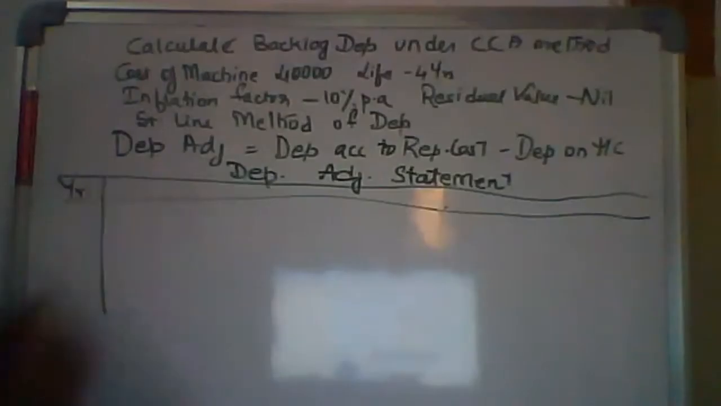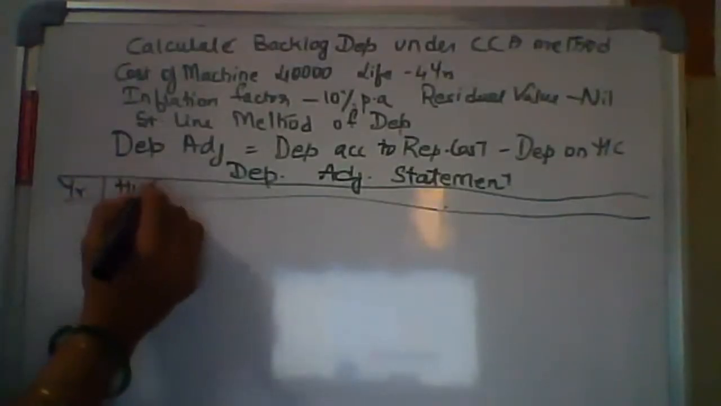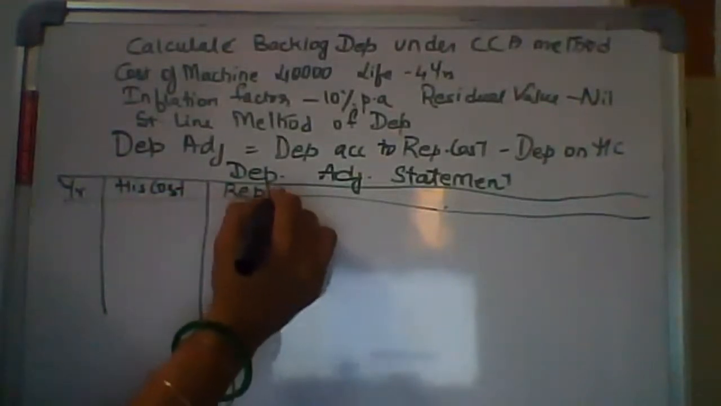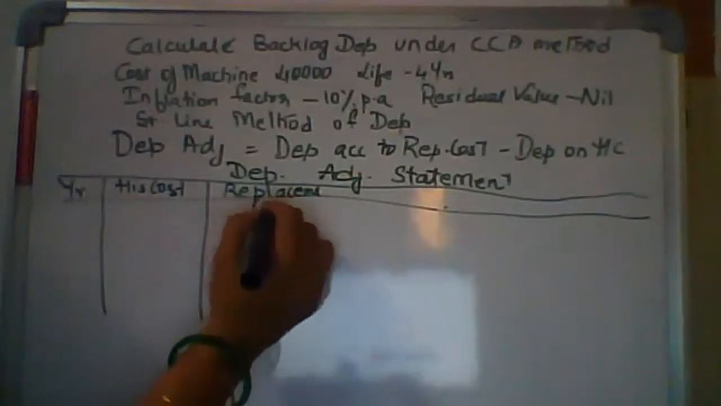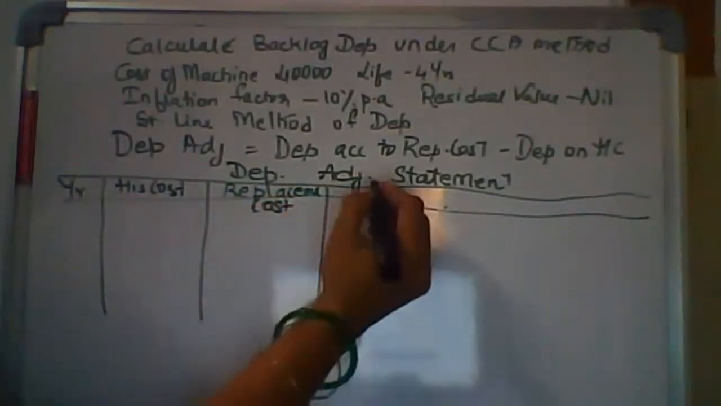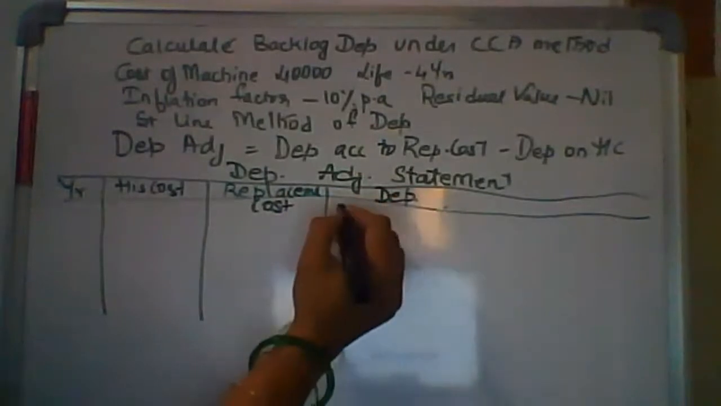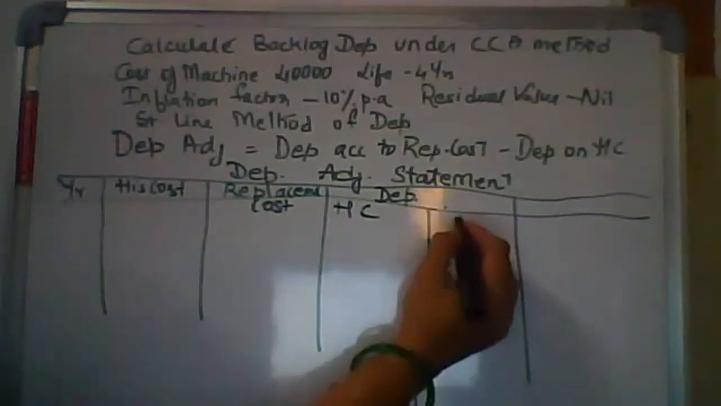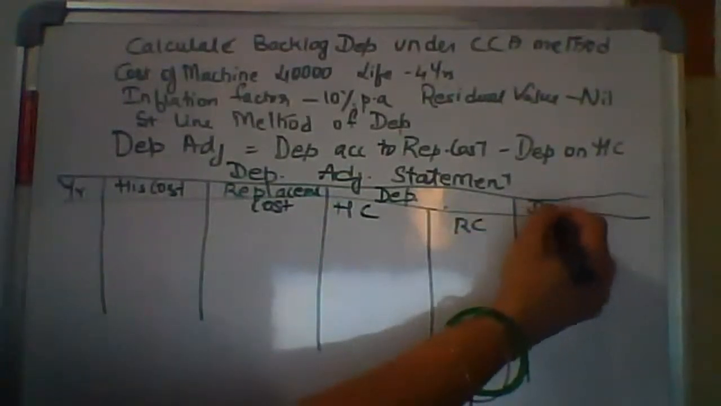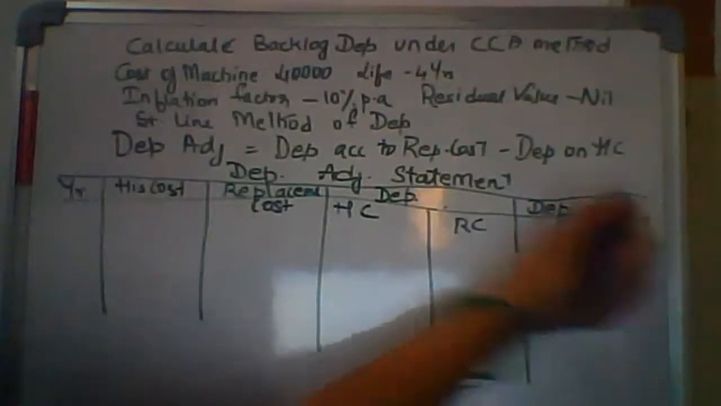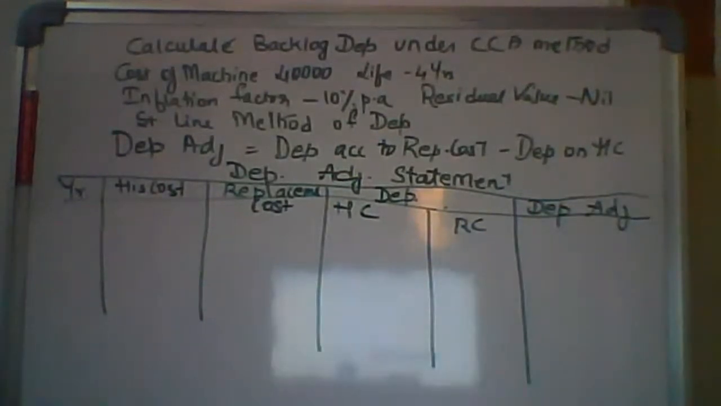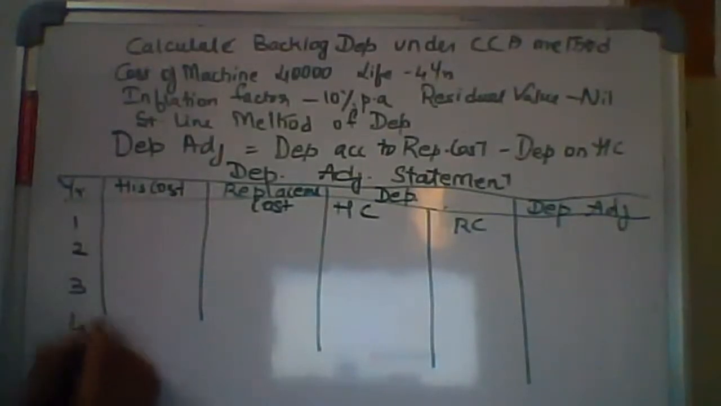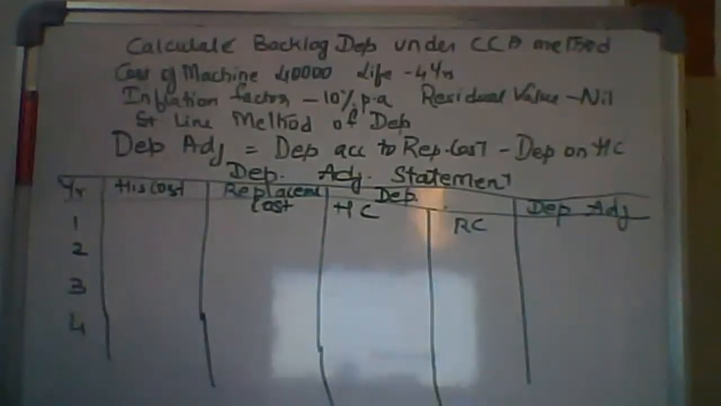What are the years which are there? What is the historical cost? Replacement cost, depreciation according to historical cost, according to replacement cost, depreciation adjustment. So first of all, how many years we have here? 1, 2, 3, 4. 4 years we have.